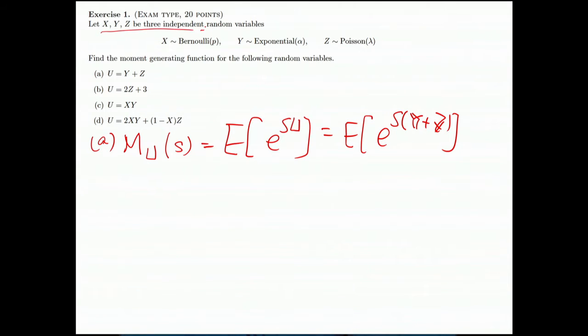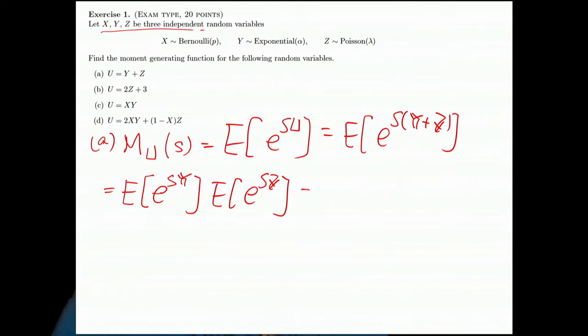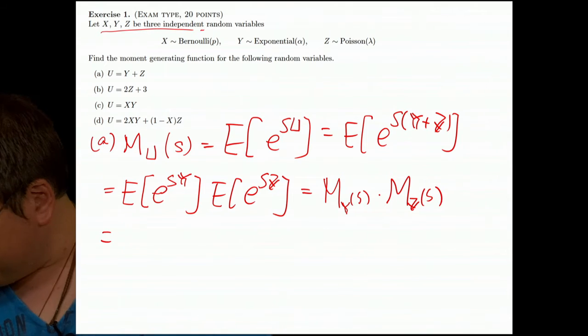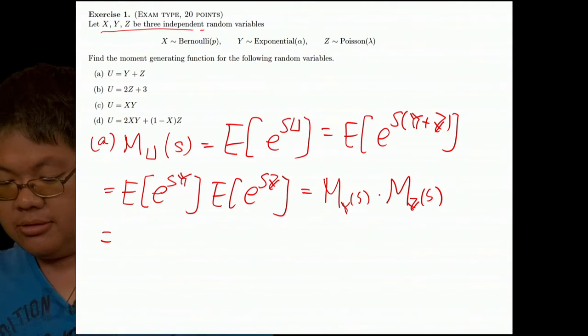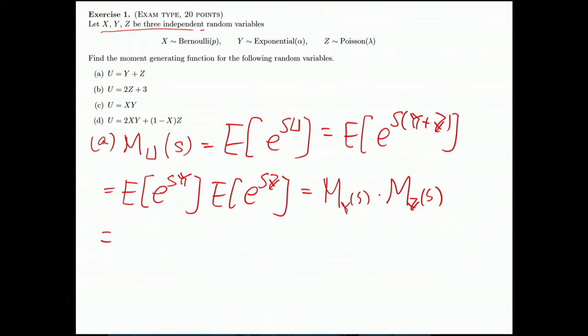Now X, Y, Z are independent, so it's the expectation of e to the sY times e to the sZ, which is the moment generating function of Y times the moment generating function of Z, with exponential and Poisson. You can either use the table from the EC Theory website and you will get the answer. Final answer is this.